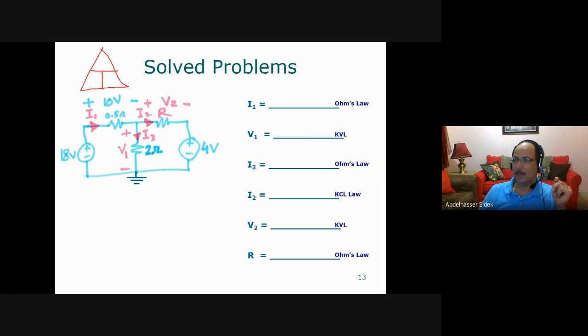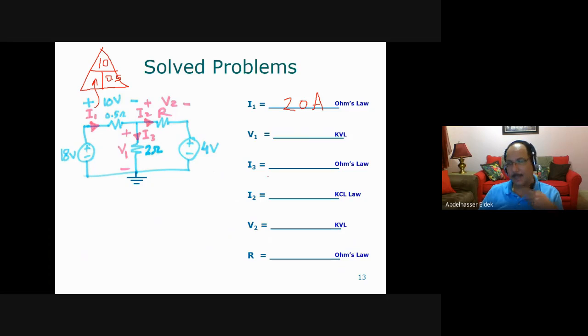Why? Because I know that the voltage is 10. The current, I don't know, but I know the resistance is 0.5, right? So now can I calculate I1? Yes, I can calculate I1. I1 is 10 divided by 0.5, so it is 20 ampere. So I1 is 20 ampere.